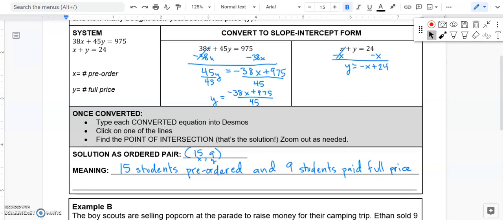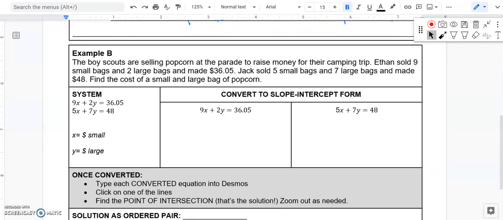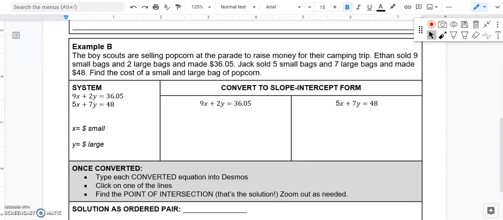So let's do it again. Second example: the Boy Scouts are selling popcorn at the parade to raise money for their camping trip. Ethan sold 9 small bags and 2 large bags and made $36.05. Jack sold 5 small bags and 7 large bags and made $48. Find the cost of a small and large bag of popcorn. Okay, so we have our system over here on the left. We know that x represents the cost of the small bag and y represents the cost of the large bag.